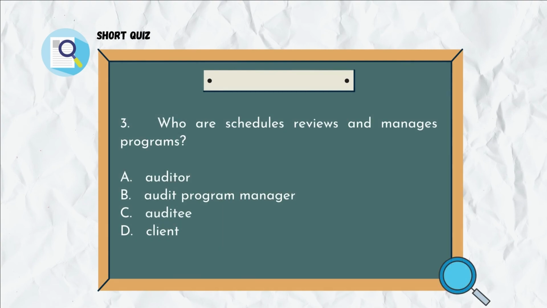Who schedules reviews and manage programs? A. Auditor. B. Audit Program Manager. C. Auditee. And D. Client. Answer is B. Audit Program Manager.